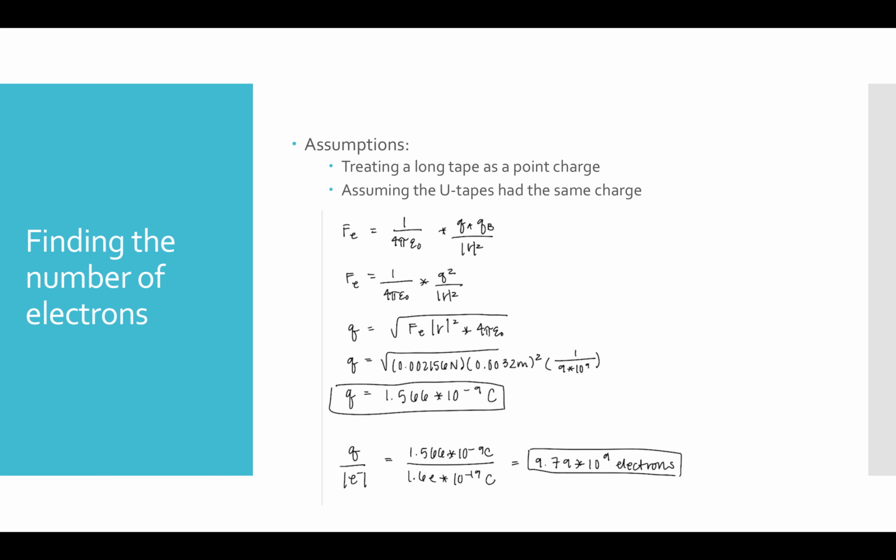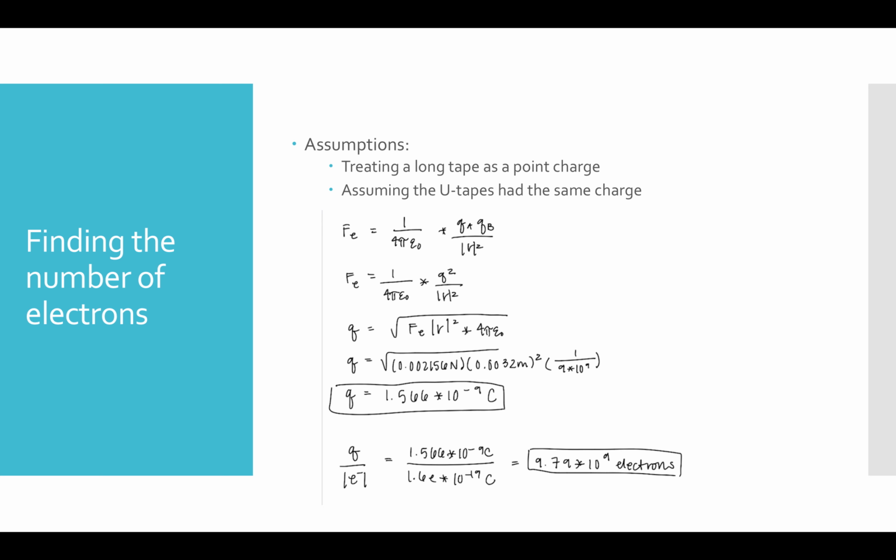From there, we have to make a couple of assumptions. We can assume that it is all right to treat a long piece of tape as a point charge, and we are able to assume that the two U tapes have the same charge. From there, we're able to simplify Coulomb's equation for electric force by changing the QA and QB into just Q squared. And from there, we can solve for Q, plug in our numbers, and get that the charge of the tapes must be 1.566 times 10 to the negative 9th coulombs.